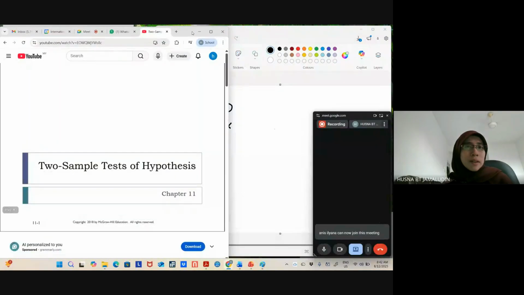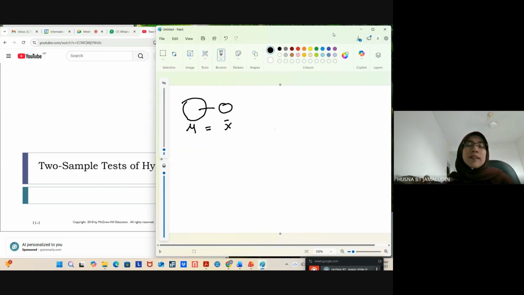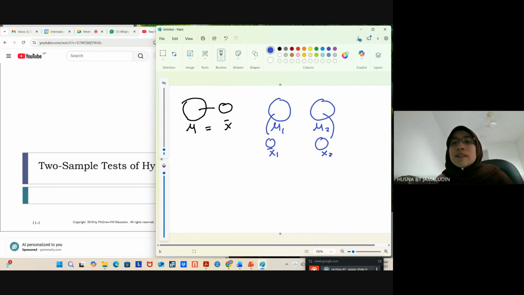So if let's say we are talking about two samples, of course, you're going to have two populations here. This is population one. This is population two. So you are taking a sample from each population. This is sample one. This is sample two. So you want to compare whether sample one and sample two are the same.